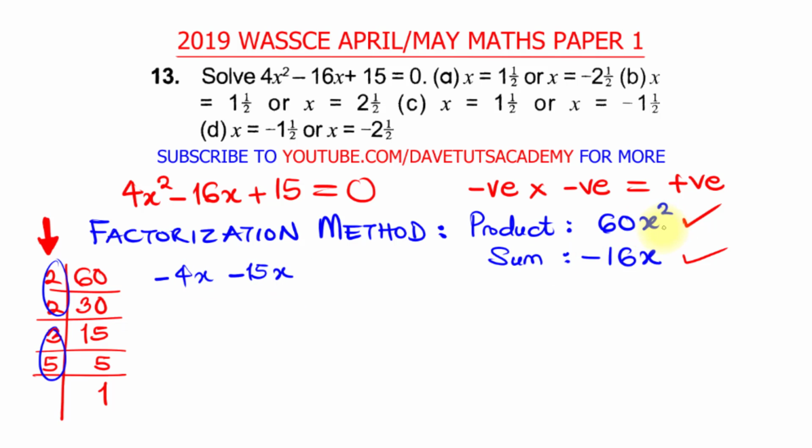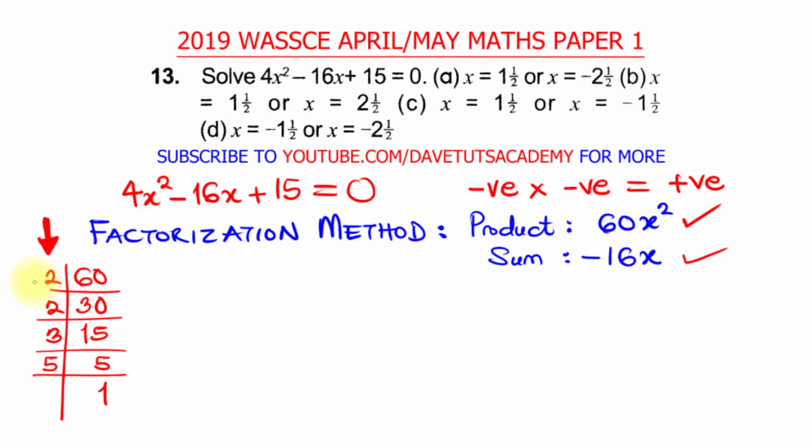So the product is quite usable in that case. But what about the sum? If we are going to sum this, if we are taking the positive values, if we said 4x plus 15x, of course that is 19x, all right? So that is not giving us minus 16x. If we take the negatives, minus 4x minus 19, that will be minus 19x. Of course, is also not giving us this minus 16x. So this is not going to be useful for us, okay?